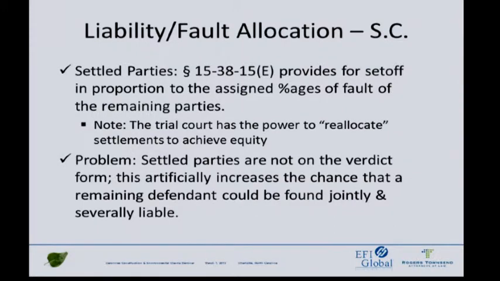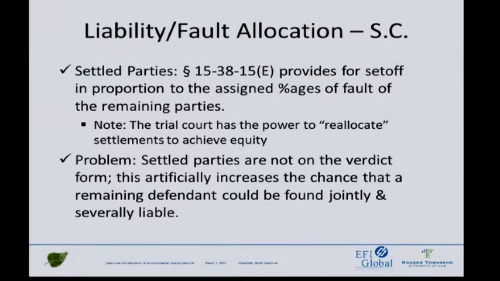You do get a set-off, but since the verdict has to be 100%, if that party is not before the jury, let's say we start off with 4 defendants and they're all equally at fault, okay? 2 of them settle out. By the time you get to the jury on the verdict form, they have to give 100%, so you have artificially increased the percentage of fault of those 2 remaining defendants. So you have artificially increased the chance that one of those defendants could be found more than 50% at fault, which means they're jointly and severally liable.